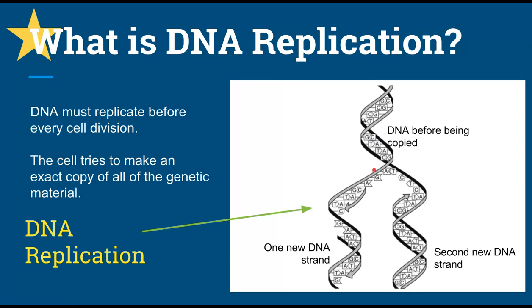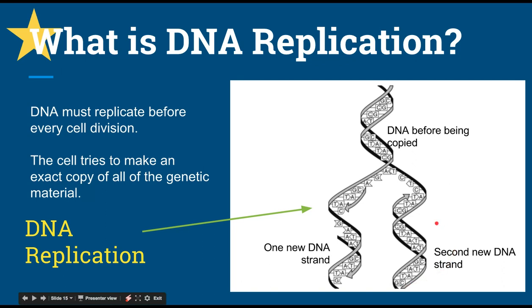DNA must be replicated before every single cell division, and this is an image I wanted to show you about that. Imagine this is the DNA before it's copied. It's a double helix with C's and G's paired up and A's and T's paired up. Then while it's replicating, it unwinds and makes a new strand. Once this is done copying, you're going to have one new strand here and another new strand here.